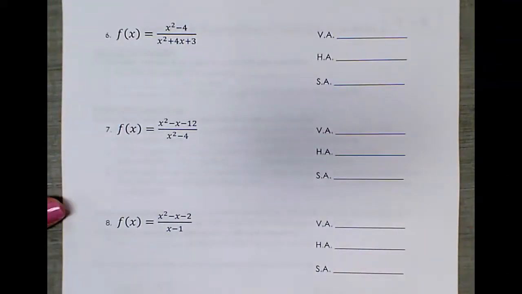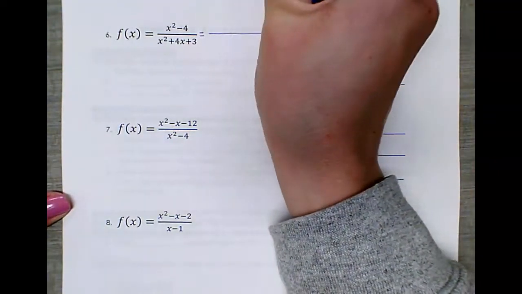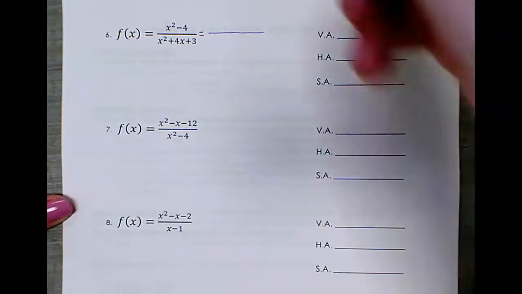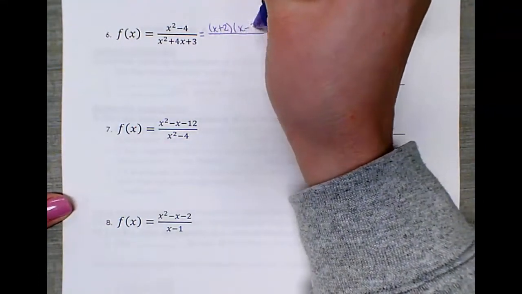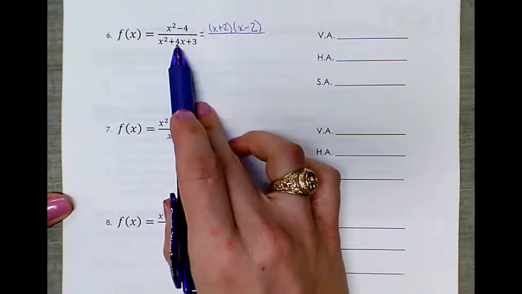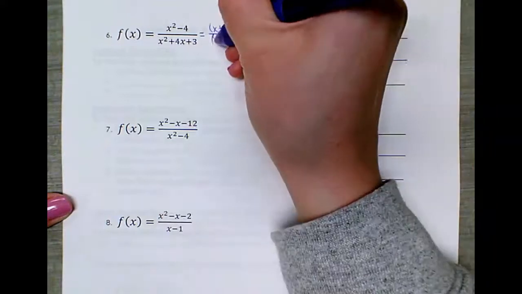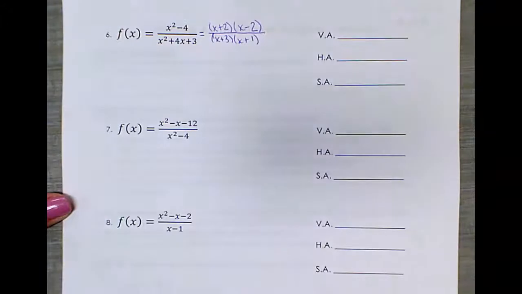Last page requires quite a bit of factoring, so let's go ahead and factor at the beginning of every problem. That way we can see if there's any holes that need to be taken out. So the difference of squares, x plus 2 and x minus 2. Two numbers that multiply to be 3 and add to be 4 are 3 and 1. So x plus 3 and x plus 1. There are no common factors, so there are no holes.